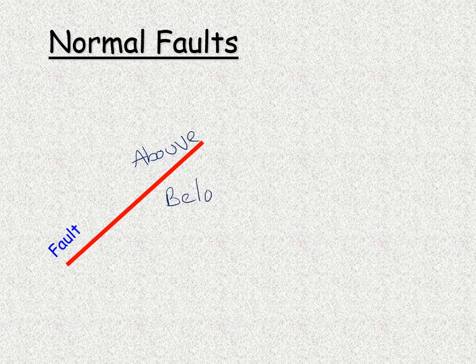Talking a little bit about hanging wall and footwall, let's see, that's a fault. So the side above the fault, there are two sides. This is above the fault and this is below the fault. The side above the fault is called the hanging wall side and below is called the footwall.